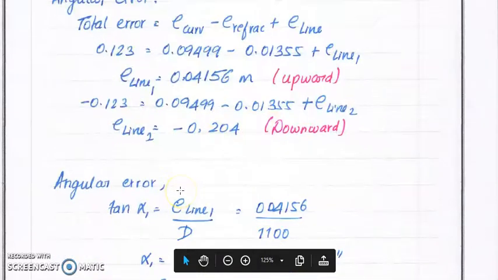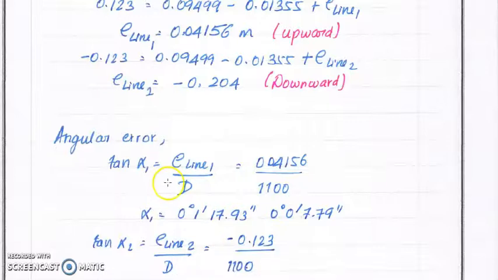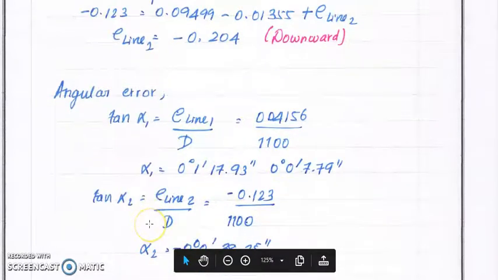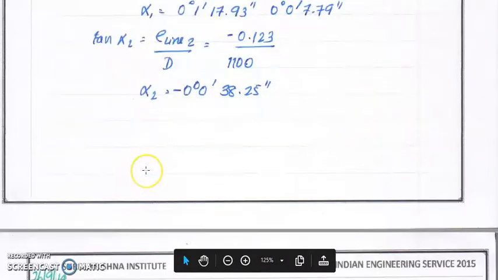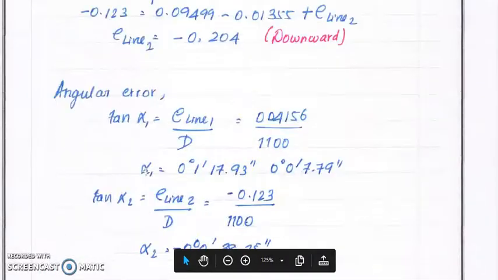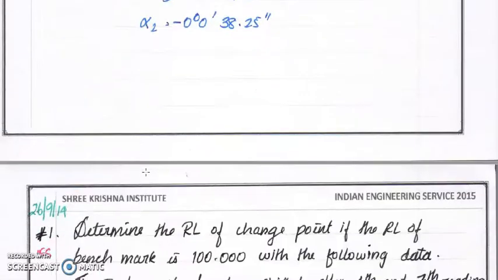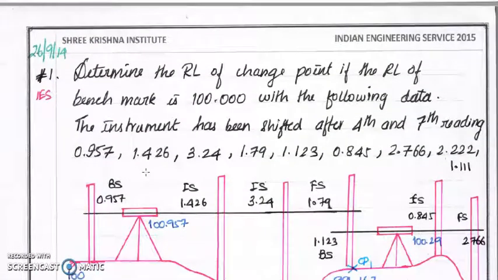So the angular error: tan alpha 1 equals the error due to line of collimation divided by D, from which you can get alpha 1, and similarly alpha 2. These are the angular errors for line of sight 1 and line of sight 2. Next, determine the RL of the change point.